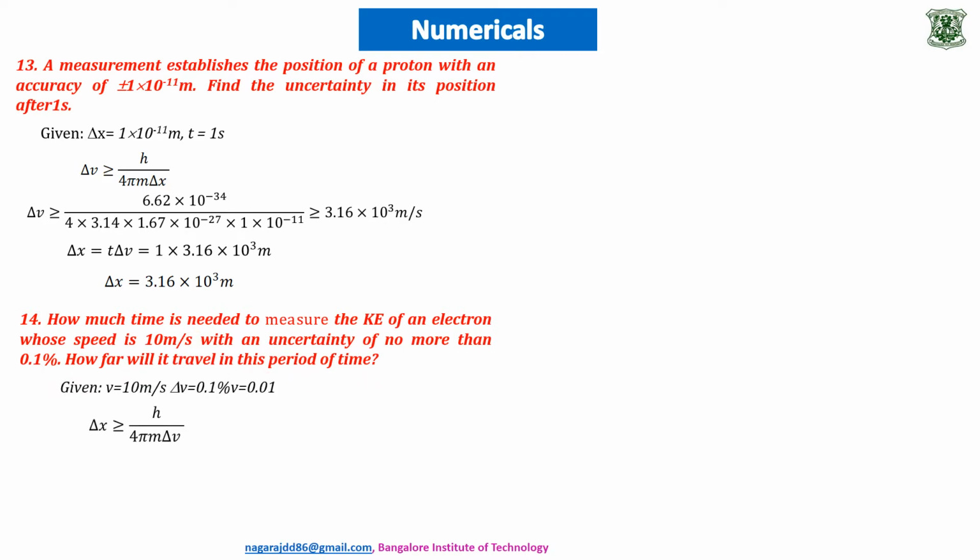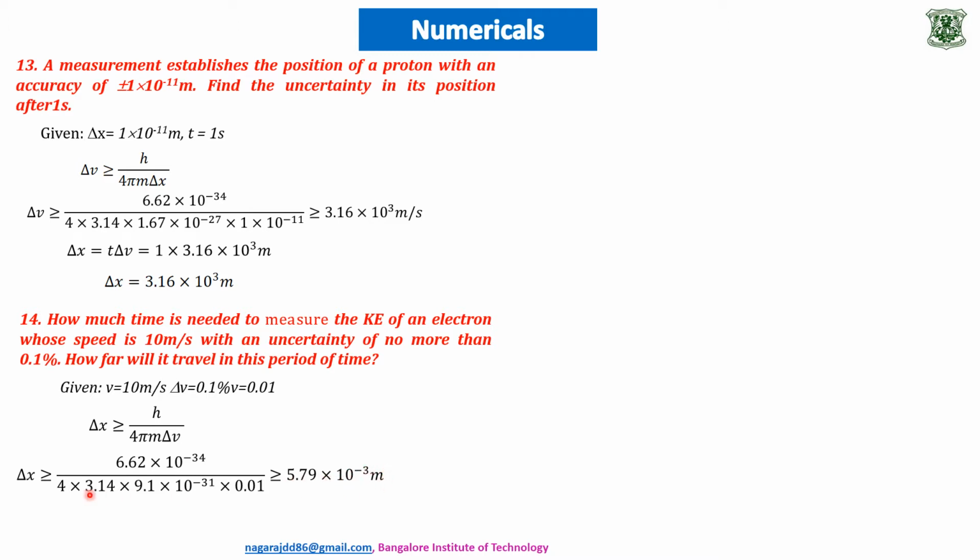Here, first I find out delta x. That means how far will it travel in this period of time? That means delta x I will calculate. That is h by 4 pi m into delta v. That comes out to be 5.79 into 10 power minus 3 meter.